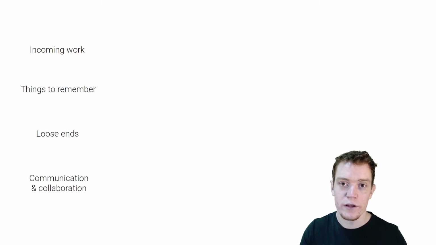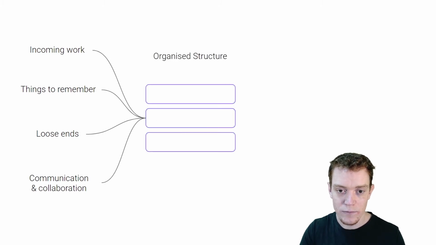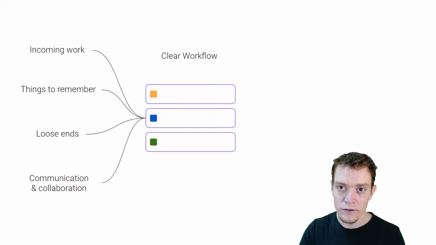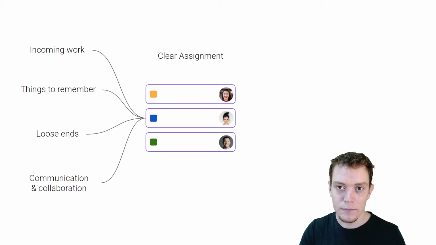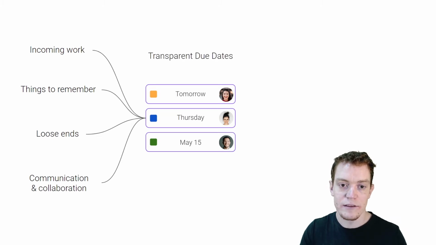Essentially, you have different things in your work, things like incoming work from the main streams, things to remember, loose ends, and then all the communication and collaboration with your team that are all kind of coming in somewhere. You need to organize it and figure out what to do next. So what ClickUp does is it brings it all into an organized structure and then creates a clear workflow for the steps that each task needs to go through. It gives you a clear assignment, particularly if you're working with a team, and then gives transparent due dates. Plus a whole bunch of extra information that you can kind of add. These are the key points that kind of keep things flowing.